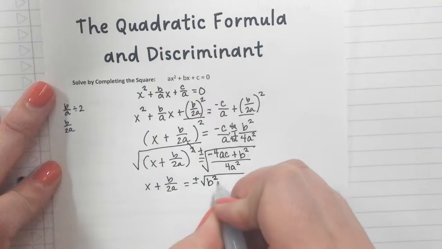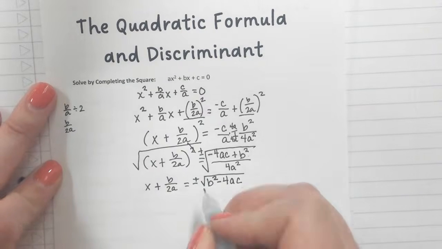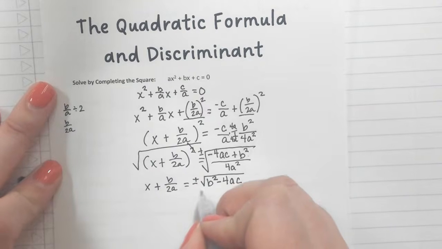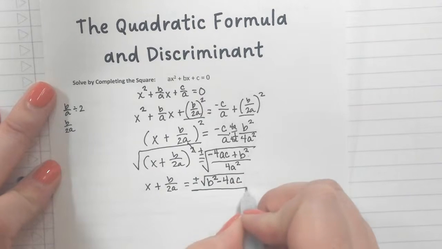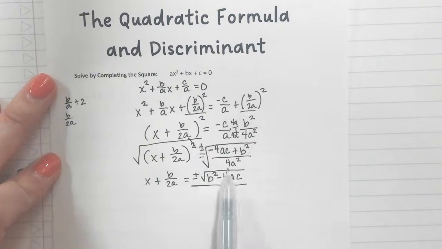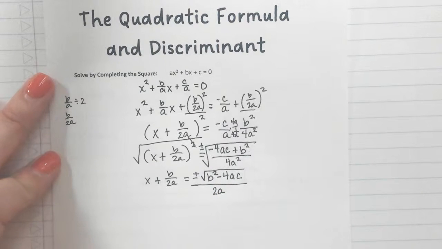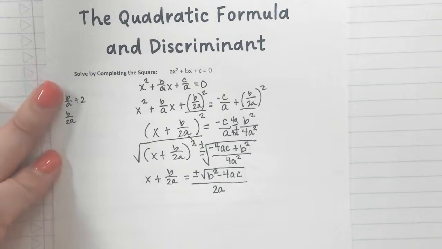So I have b squared minus 4ac over, now my denominator, I can square root that, right? The square root of 4 is 2. And the square root of a squared is a. Okay?